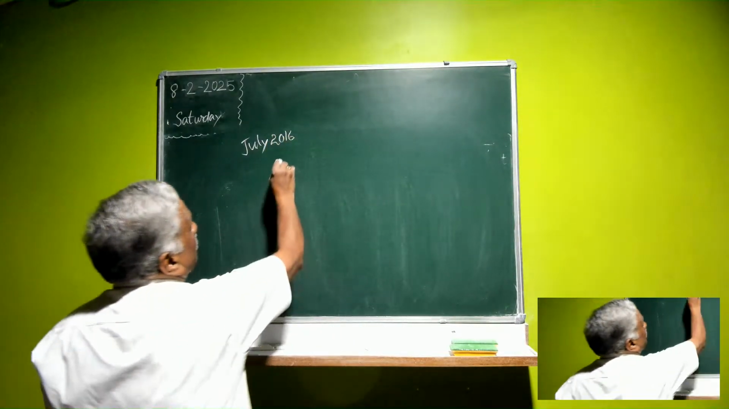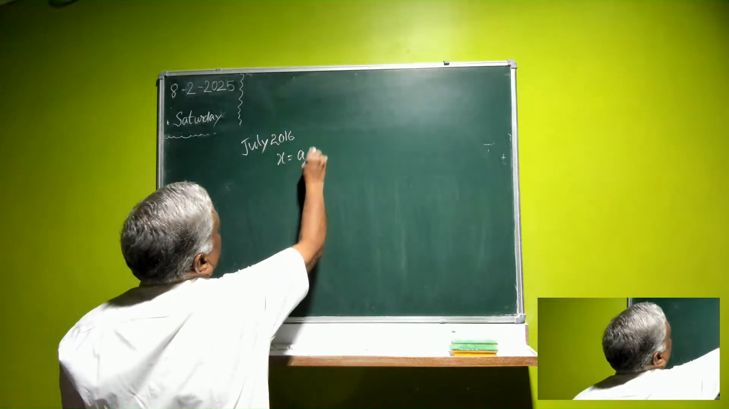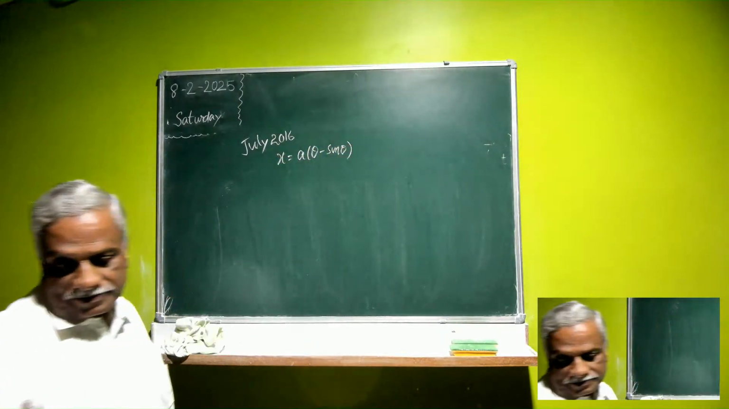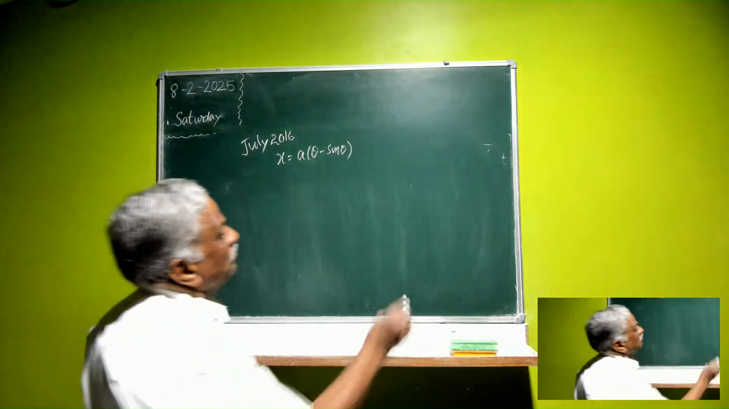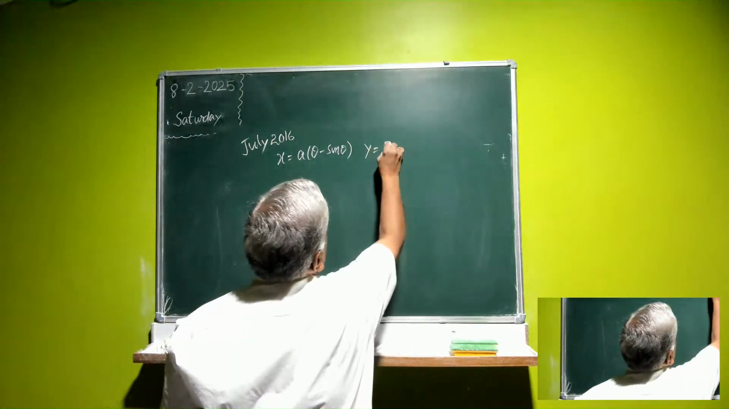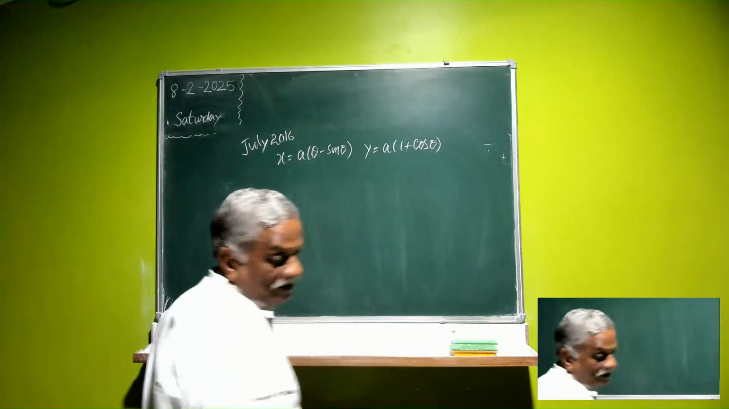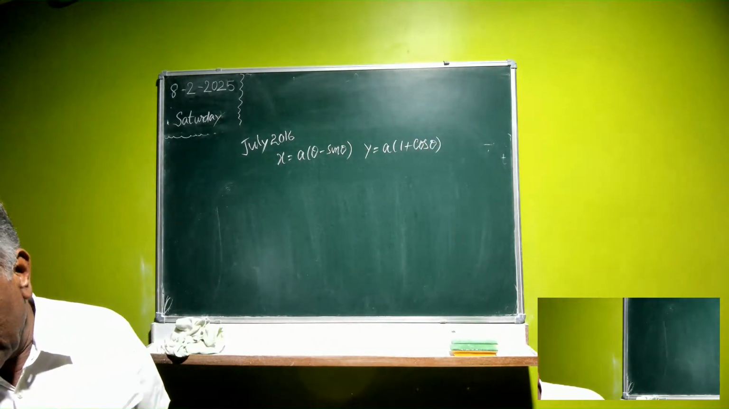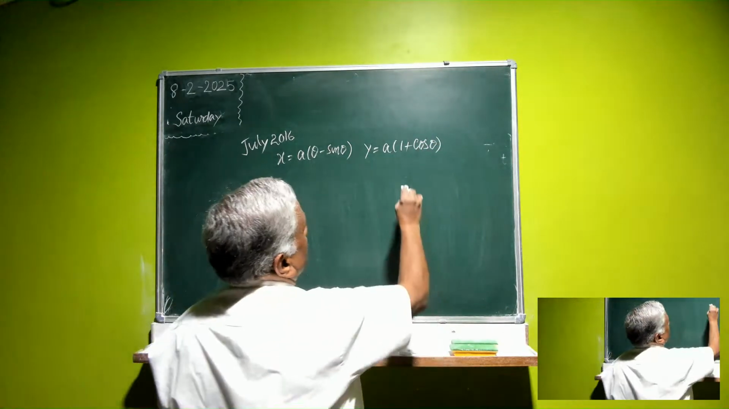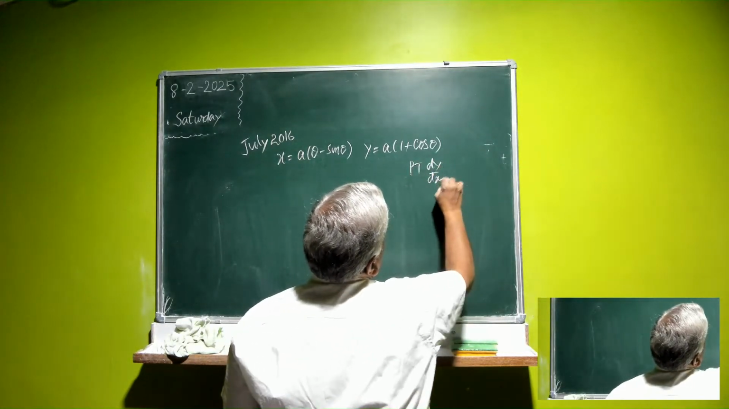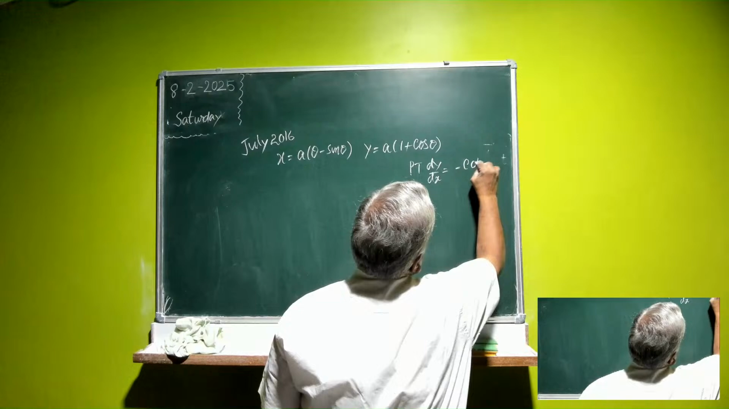X is equal to a into theta minus sin theta. Y is equal to a into 1 plus cos theta. Prove that dy by dx is equal to minus cot theta by 2.